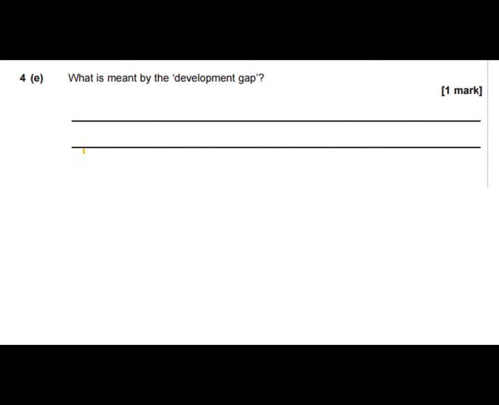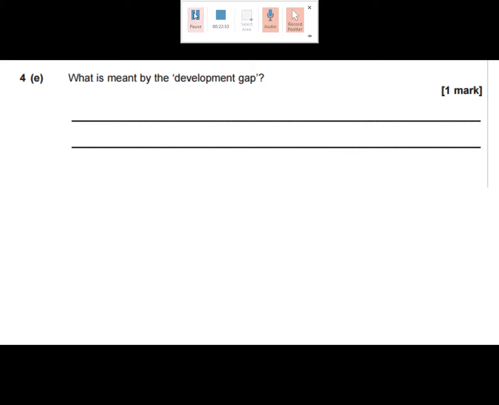4E, really, really simple, 1 mark. It's a key term you should have been taught. Sometimes those key terms can be adapted very slightly. You either know this or you don't. You don't need to give the exact definition. There is no exact definition. You just need to be in the approximate ballpark of what the development gap is. You either know that or you don't, and I'm not going to give you any more information. Should take you less than 60 seconds.